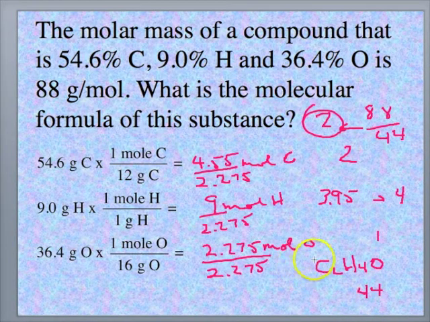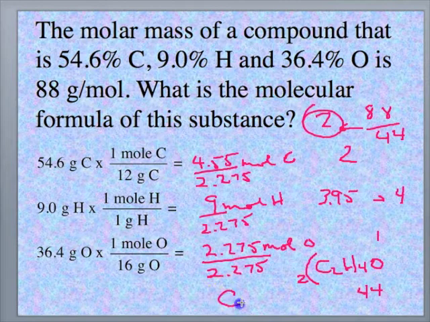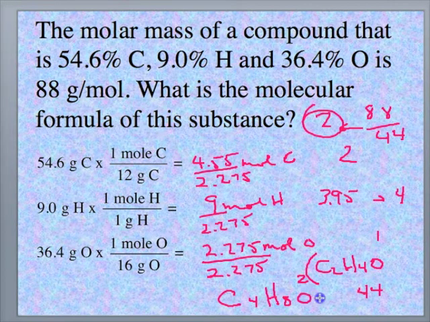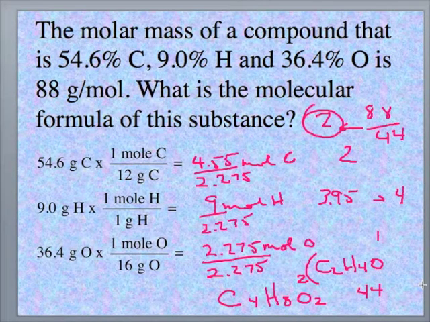So what we're going to do is multiply every subscript by 2. And when we do that, we'll get C4H8O2. And that should have a molar mass of 88 grams per mole. Did you get it right?